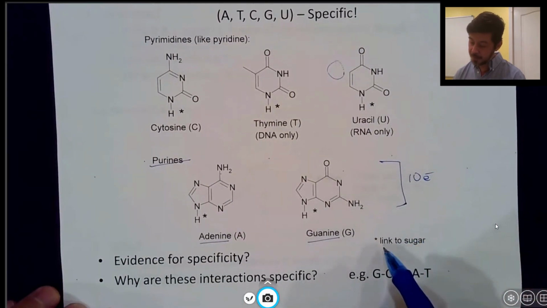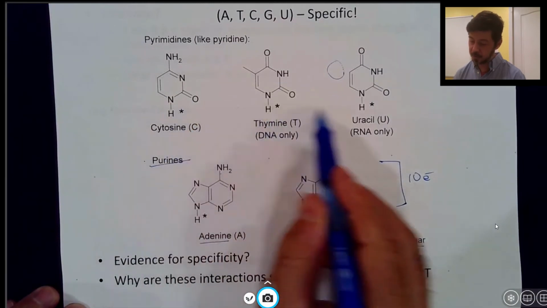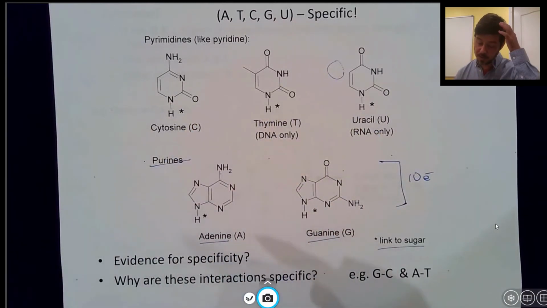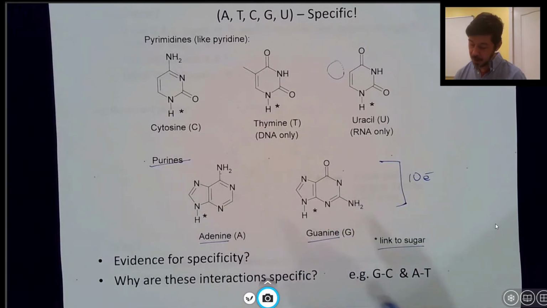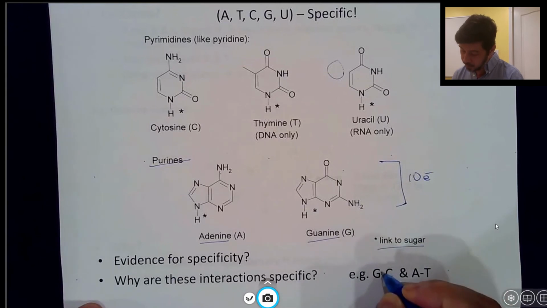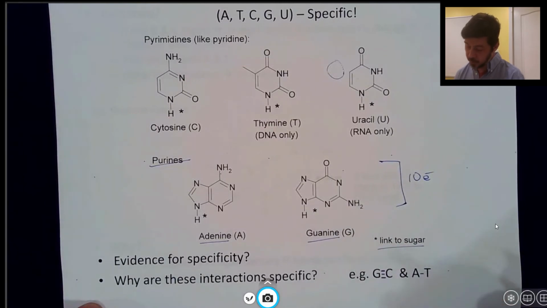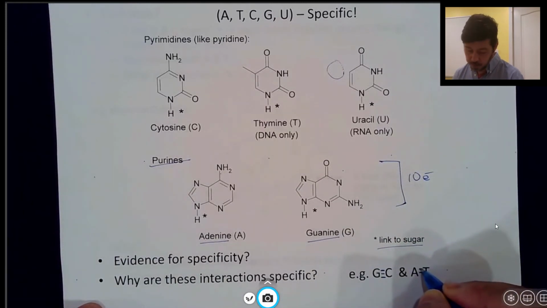And these are linked to sugar through these nitrogen atoms that I'm showing here. So I'm just showing you the heterocyclic bases. Now you've learned that GC, guanine and cytosine, form 3 hydrogen bonds. So we could even draw 3 hydrogen bonds here. You've learned that, it's ingrained in your mind. AT forms 2 hydrogen bonds.